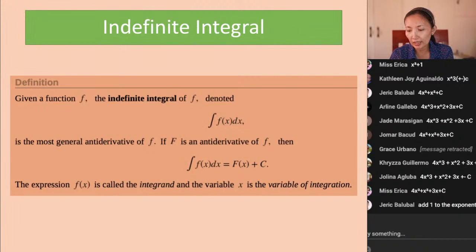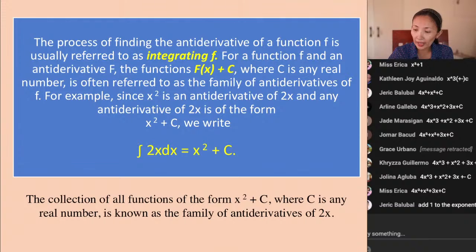So, this is the most general antiderivative of f. If F is an antiderivative of f, then this is how we denote it. The integral of f of x dx is equal to F of x plus the arbitrary constant, the most general antiderivative. The expression inside is called the integrand. And variable x is the variable of integration. So, we now read this as the integral of f of x dx is equal to capital letter F of x plus c. And the process of finding the antiderivative is called integrating. So, antidifferentiation is the same as integration.